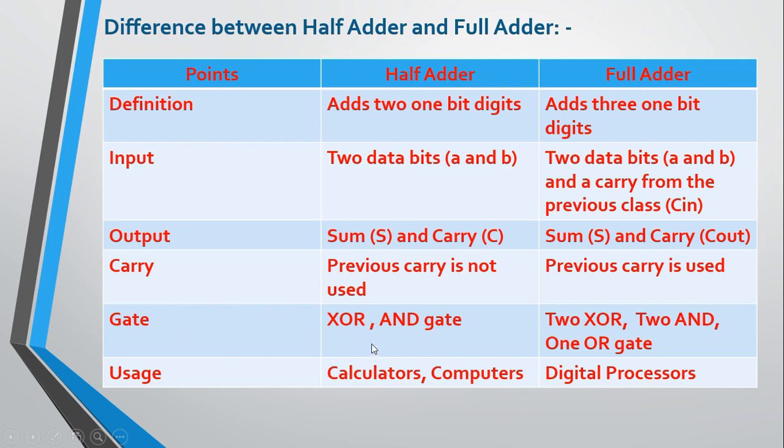Gates can be used to draw the diagram of a half adder, like XOR and AND. Over here there are 2 XOR gates, 2 AND gates and 1 OR gate. Generally a half adder can be useful for calculators or computers, whereas full adders are used in the digital processor. So these all are the points regarding the difference between half adder and full adder.